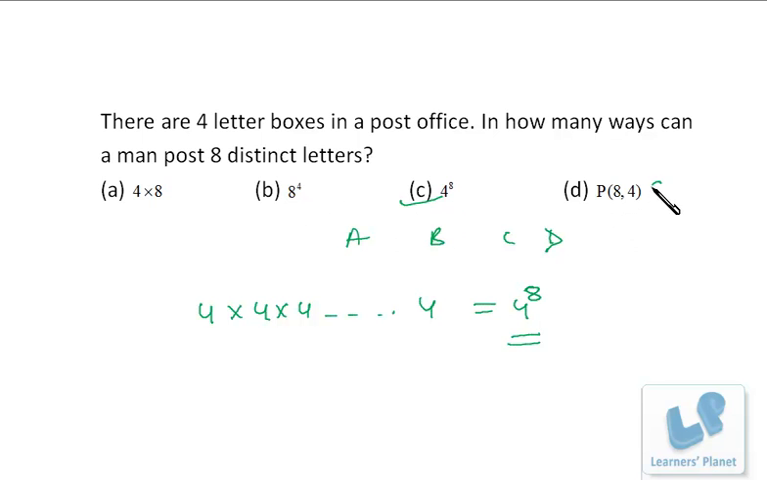Now what 8P4 is, that is, first of all you are selecting 4 letters out of these 8 letters, then you are arranging them, right? Now this is not at all valid. See, we don't have to discuss why the option is wrong, but since I'm elaborating it, 8P4 is 8C4 into 4 factorial. Now why is it wrong? Because you are selecting 4 letters out of 8 letters. Why do we have to select? We don't have to select because we have to post all the 8 letters, right? So this is obviously wrong. So this is the correct method and correct choice. So I hope you are clear.